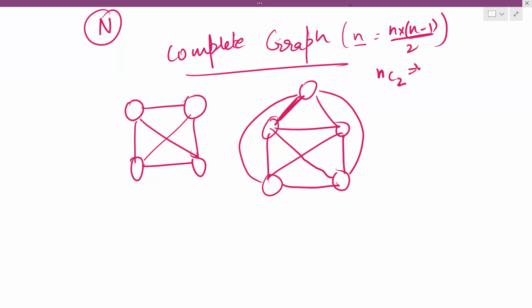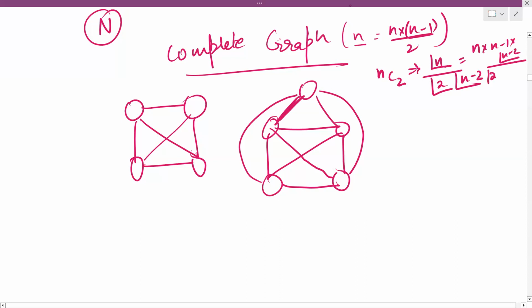So this simplifies into n factorial divided by 2 factorial divided by n minus 2 factorial. This n factorial is nothing but n into n minus 1 into n minus 2 factorial. This is 2 into n minus 2 factorial. So this gets cancelled, and you are left with n into n minus 1 divided by 2 factorial, which is 2.